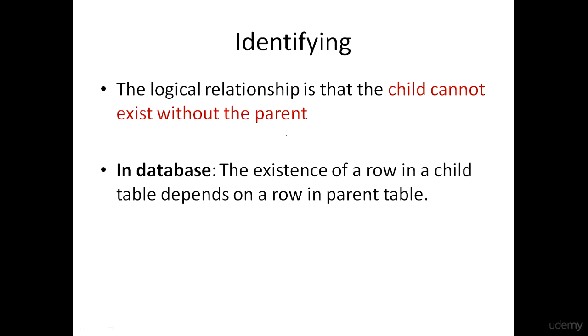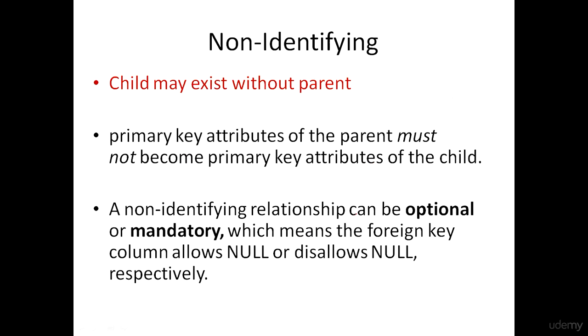Let's learn identifying relationships and non-identifying relationships. We consider a relationship is identifying when the child cannot exist without the corresponding parent. In a database, we can consider an identifying relationship when the existence of a row in the child table depends on a row in the parent table. In the case of a non-identifying relationship, the child may exist without the parent.